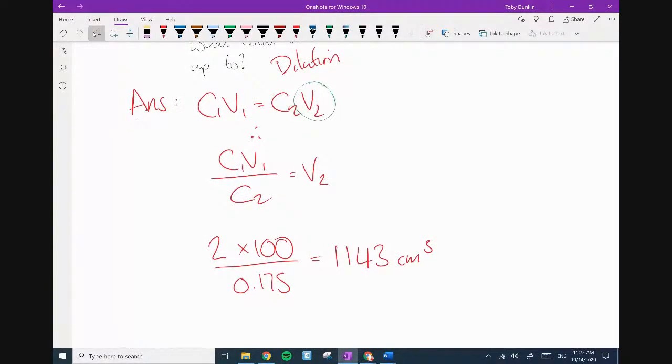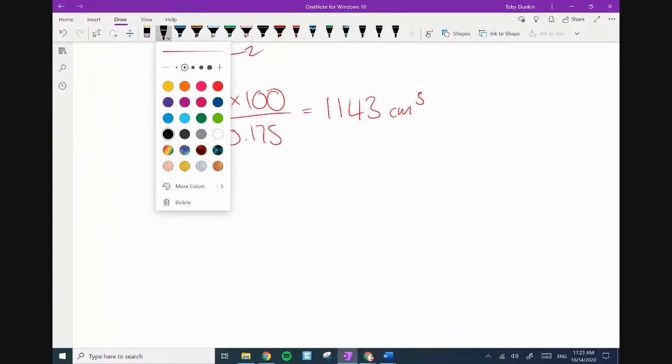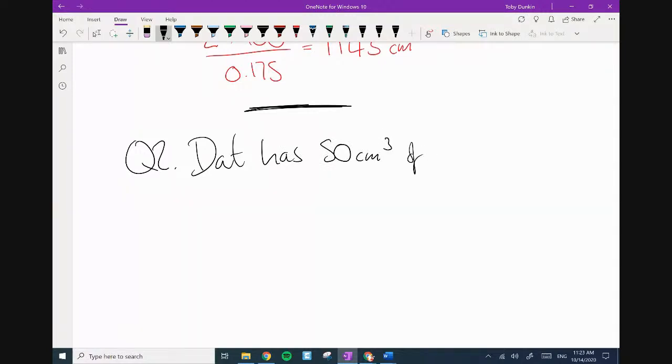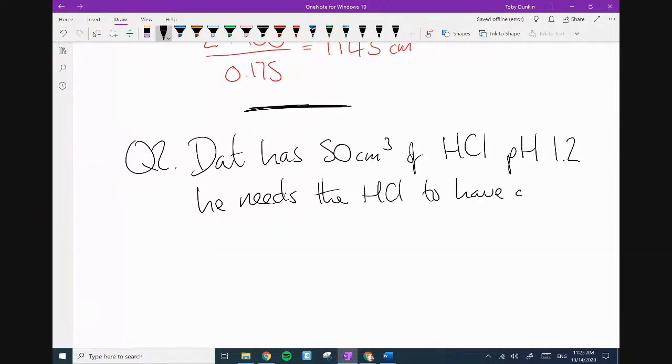Really impressed. Are you ready for the slightly harder question? Let's step it up a level. I love how you can rank them up. Question number 2. Dat has 50 centimeters cubed of HCl at pH 1.2. He needs the HCl to have a pH of 2.6. What volume of water will he add?